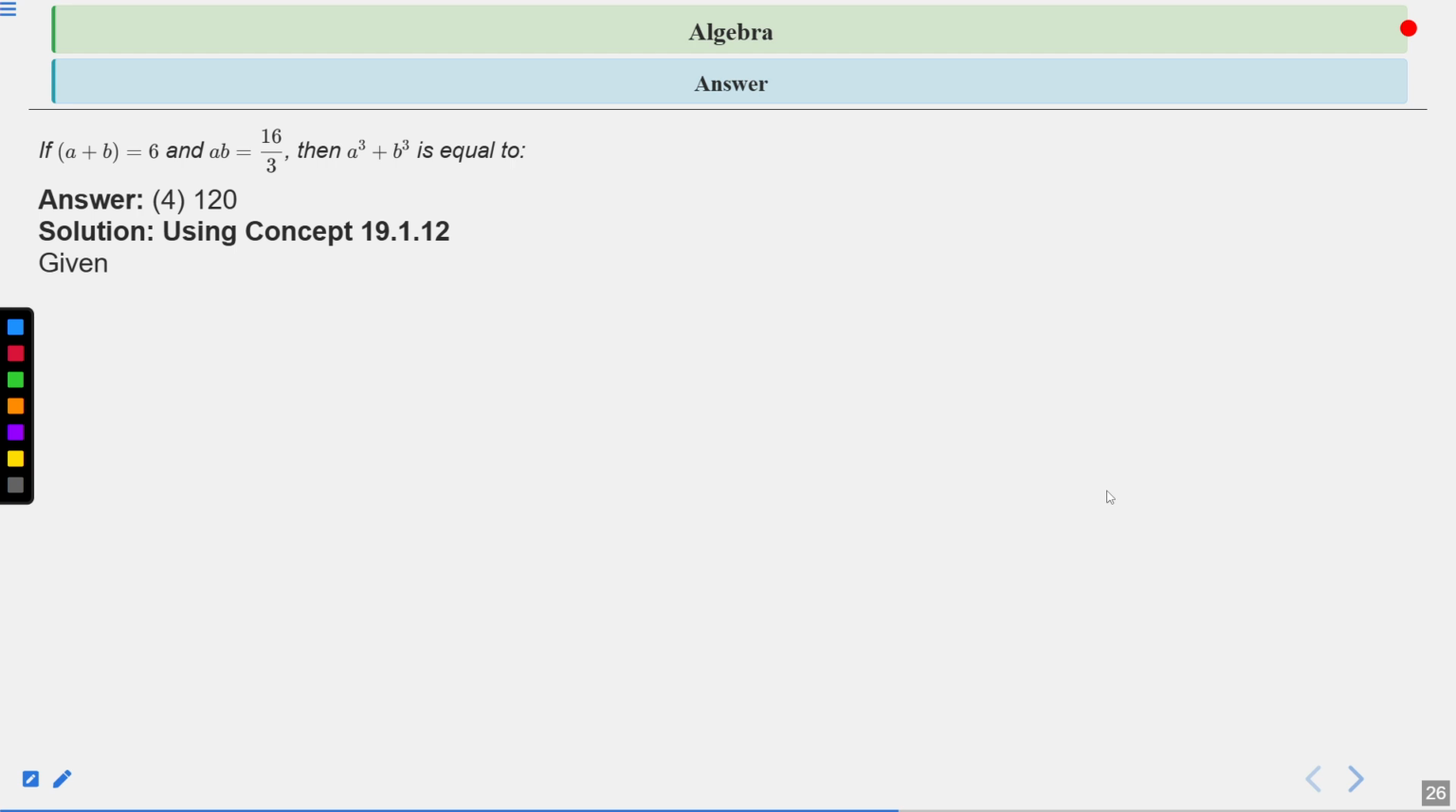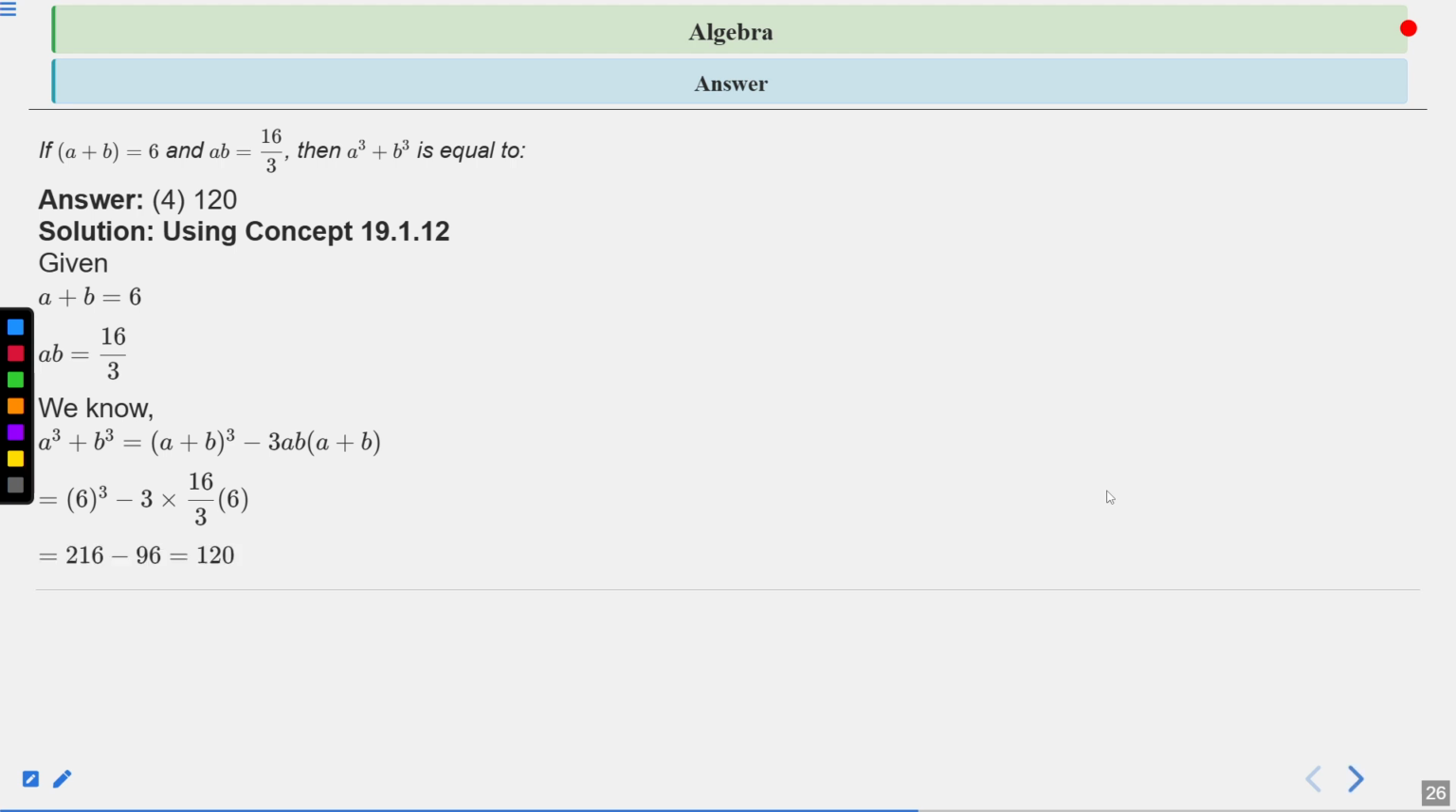Given that a plus b equals 6 and a into b equals 16 by 3. We know that a plus b whole cube equals a cube plus b cube plus 3ab into a plus b. So a cube plus b cube becomes a plus b whole cube minus 3ab into a plus b. Just put the values because we have all of them, so we can calculate it. So 6 cube minus 3 into 16 by 3 into a plus b, which is 6. And 6 cube becomes 216.